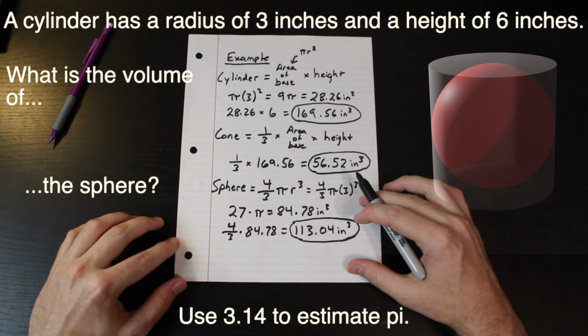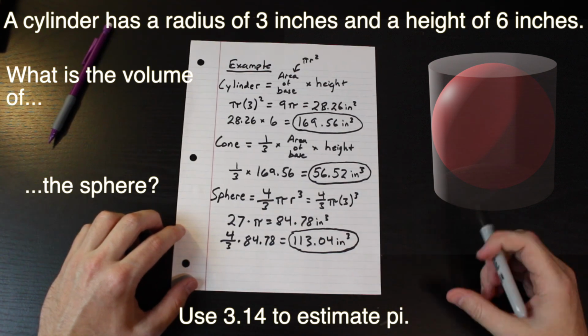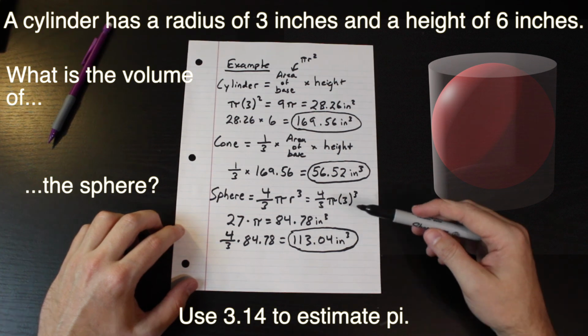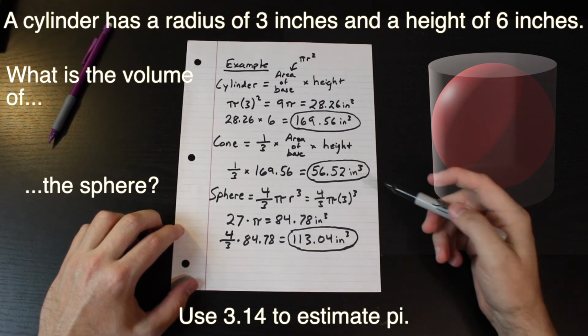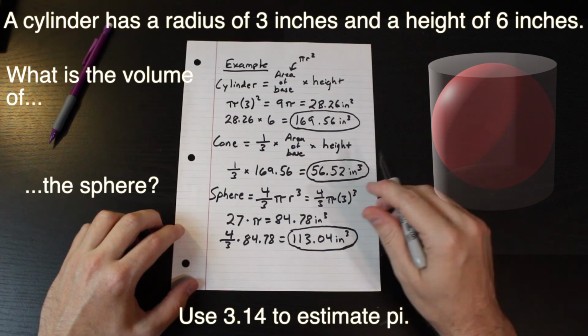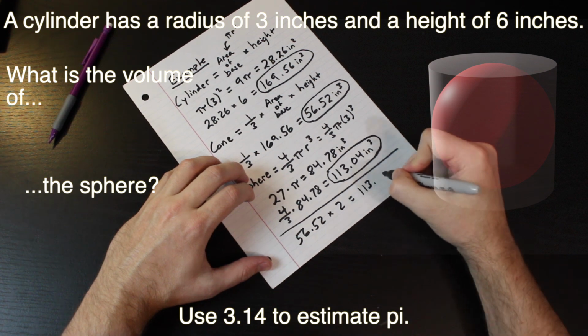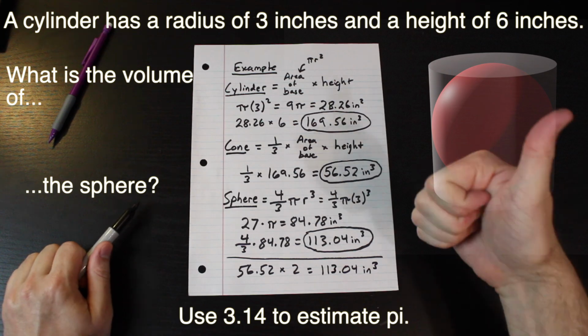Some of you are probably like, hey, wait a minute, there's a much easier way to find that answer. And you're right. We could have simply multiplied the volume of the cone times 2. So let's go ahead and do that to check our work. Yep, it looks like we found the right answer. Well done.